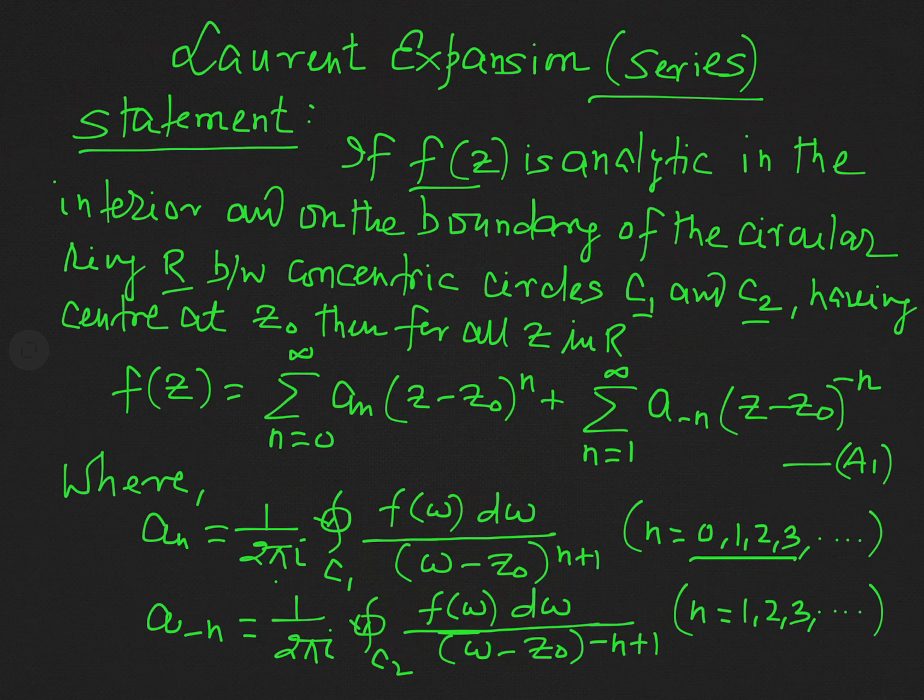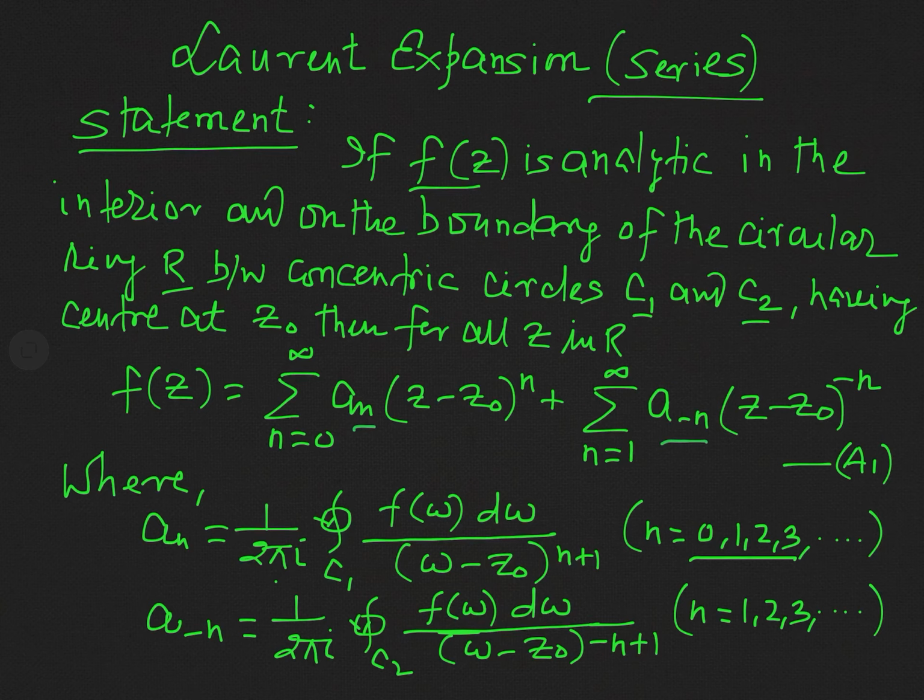And what is this series? This is summation over n, that is from n equal to 0 to infinity, a_n (z minus z0) to the power n, plus summation n equal to 1 to infinity, a_minus_n (z minus z0) to the power minus n. And in this expression, what is this a_n and what is this a_minus_n? This has been defined here.